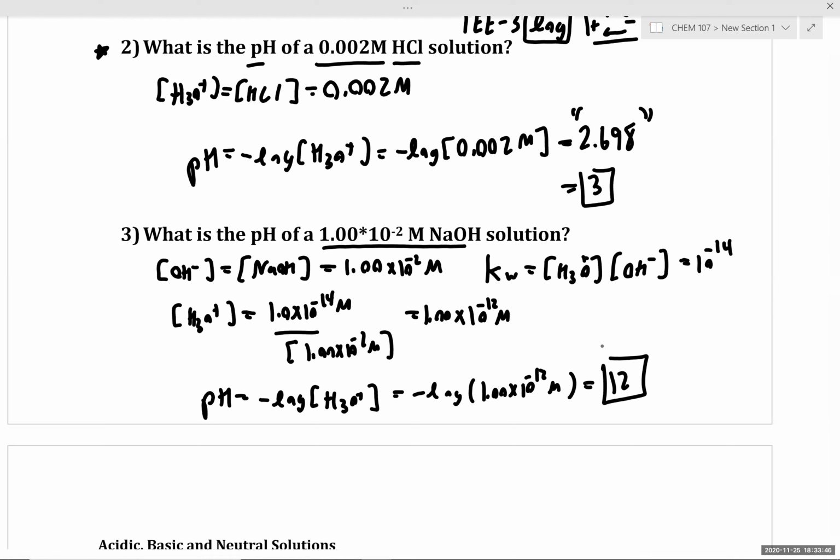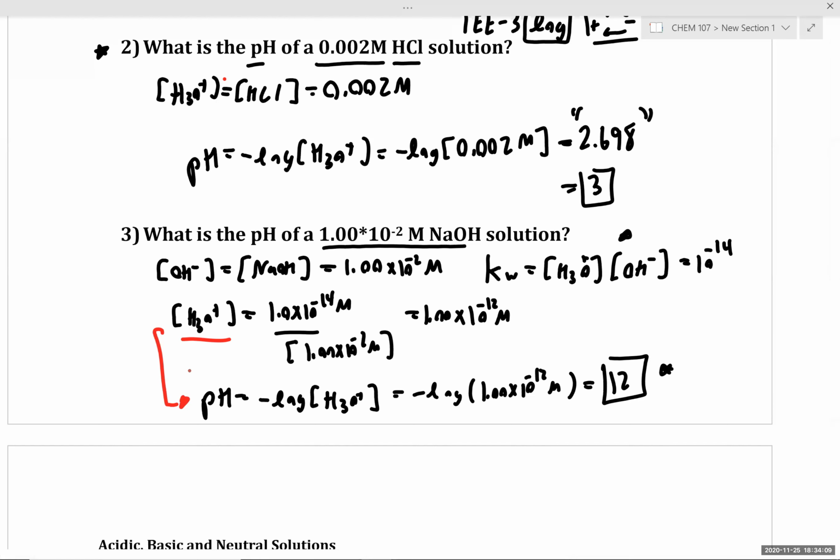So the only thing that's new in this process is that we've combined our use of Kw with our pH equation. So you use Kw to solve for the concentration of H3O plus. And then once we have the concentration of H3O plus, we simply enter it into our pH expression.